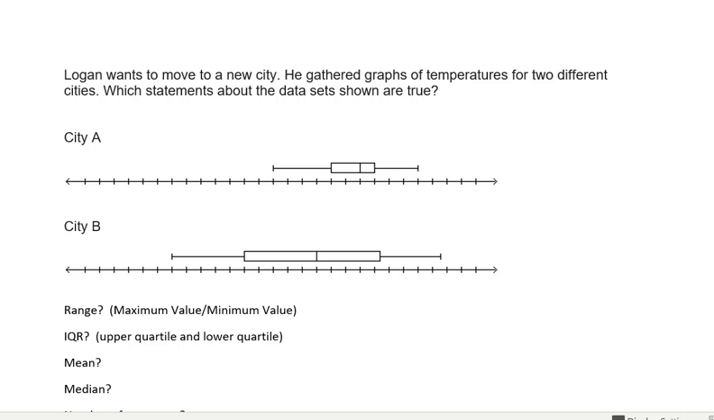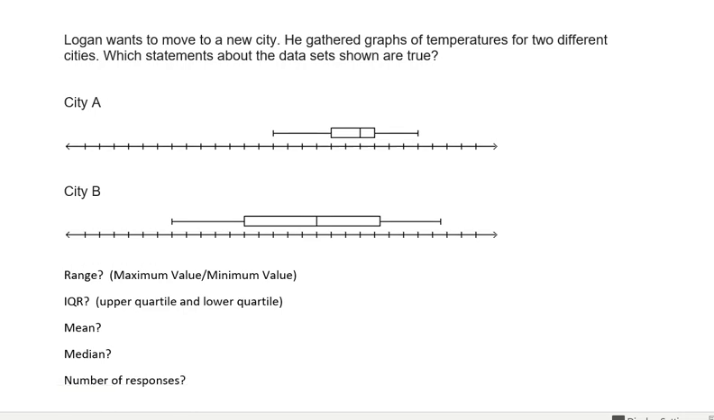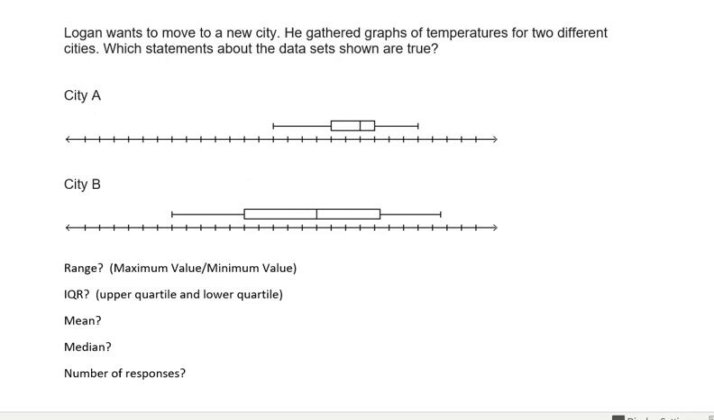This video is to summarize data displays and statistics. So here we have two box plots, and we have learned how to interpret a box plot to find the range and the interquartile range and the median. So we can compare these two box plots by finding and comparing the range, interquartile range, and the median.